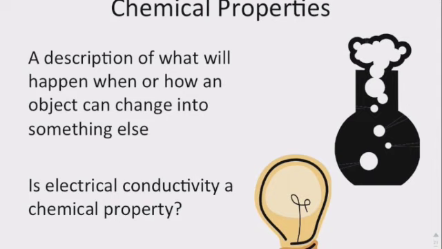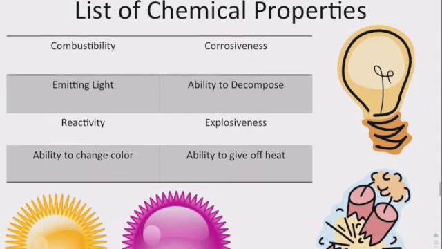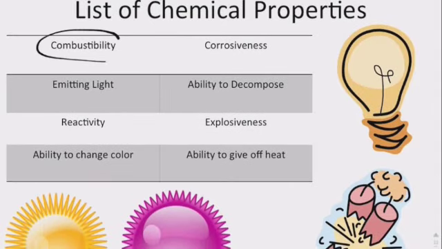So when we're looking at this, chemical properties are basically how it reacts with other things, other substances. So a list of chemical properties would be combustibility, emitting of light, reactivity, ability to change color, corrosiveness, ability to decompose, explosiveness, and the ability to give off heat. That would be some examples of chemical properties.